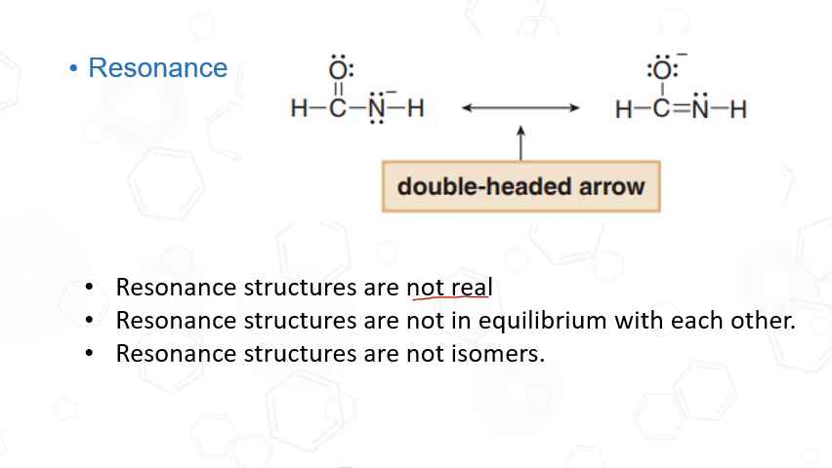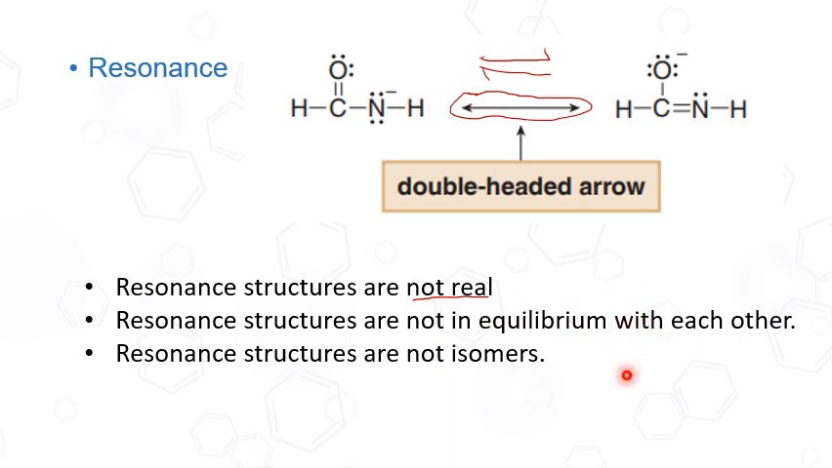Now, resonance structures are not in equilibrium with each other. Remember that double-headed arrow that we use for equilibrium? In this case, it's just a single line with two arrowheads, and it does not mean equilibrium. It just means equal forms. It's not equilibrium. And then again, they are not isomers. You also use resonance structures when you have a molecule that cannot be adequately represented by a single Lewis structure.